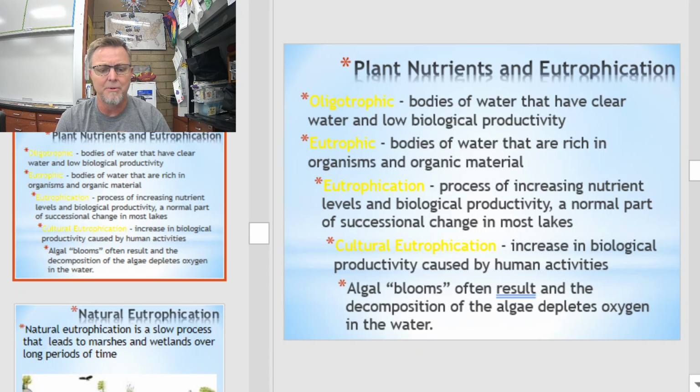Okay, so there's some vocabulary here that you need to get under your belt. Oligotrophic: these are bodies of water that have clear water and low biological productivity. Eutrophic: these are bodies of water that are rich in organisms and organic material. Eutrophication is the process of increasing nutrient levels and biological productivity, which is, again, a normal part of succession, but accelerated by people. That's what cultural eutrophication is all about: increasing biological productivity caused by human activities that create algal blooms.